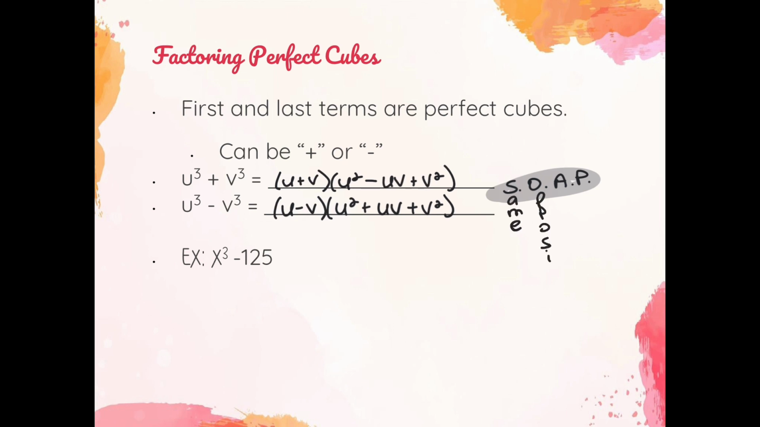The pattern for the signs is SOAP: Same, Opposite, Always Positive. So the first sign in between the cube roots would match your original question. The second sign would be the opposite, and the last one is always positive because it's going to be squared.